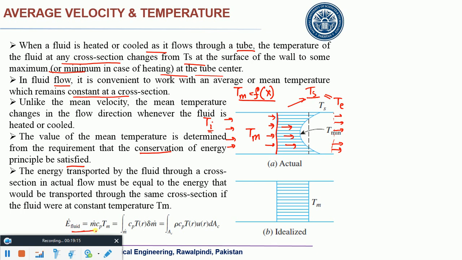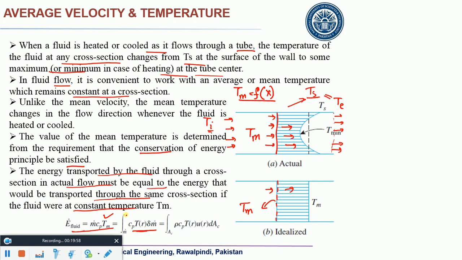So E dot fluid can be represented as m dot Cp Tm. Tm is a mean temperature at a certain cross section. This should be equal to the energy transfer. Let me read this statement for convenience. The energy transported by the fluid through a certain cross section in actual flow must be equal to the energy that would be transported through the same cross section if the fluid were at constant temperature. Okay, the whole fluid is at a temperature of Tm. Let's assume that, and the energy transfer across this cross section would be equal to this.